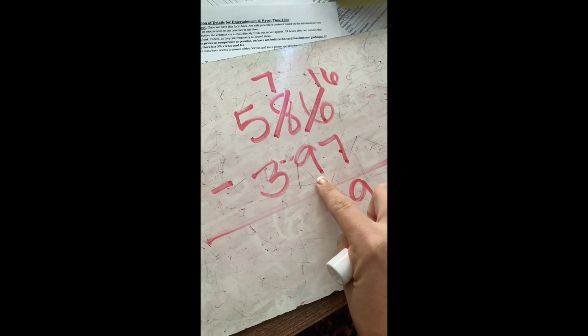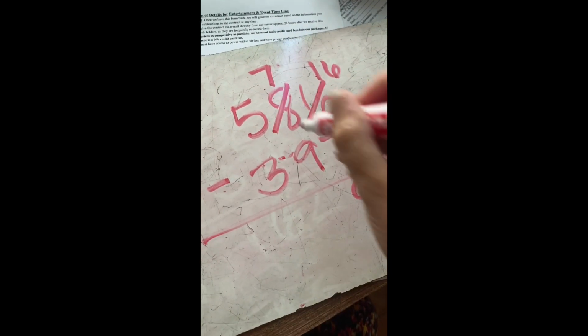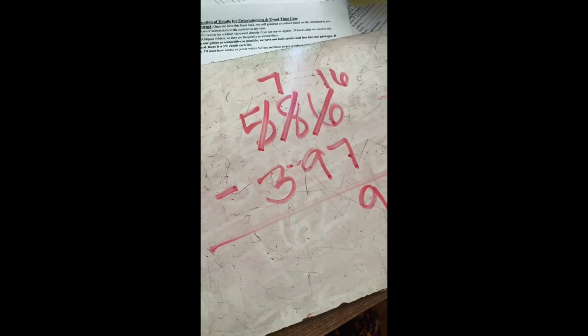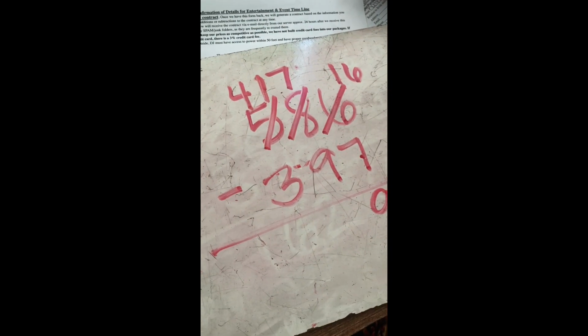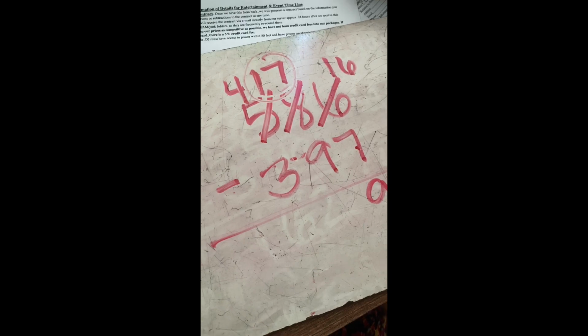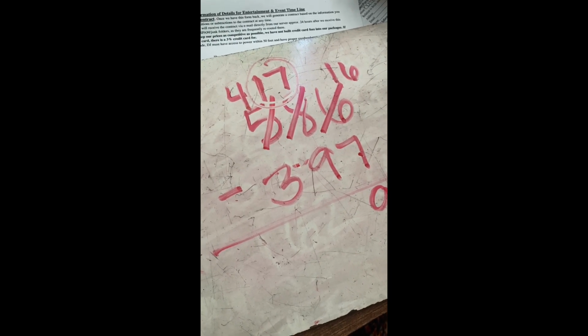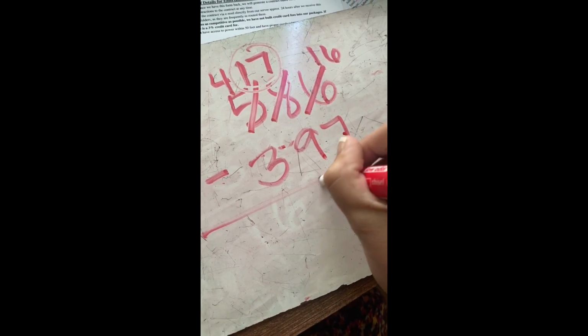7 minus 9, I cannot do that. So 7 tens minus 9 tens, I can't do it. So I go over to my hundreds place and they can give me 100. So this now becomes 4 hundreds, and they give the 100 over here to my tens, and 100 is 10 tens, and 7 tens makes 17 tens. So 17 minus 9 is 8.